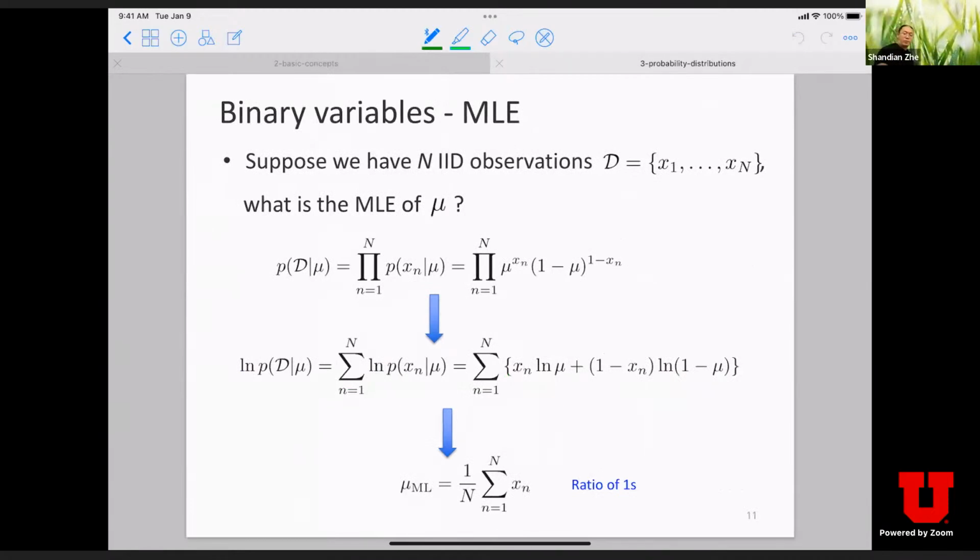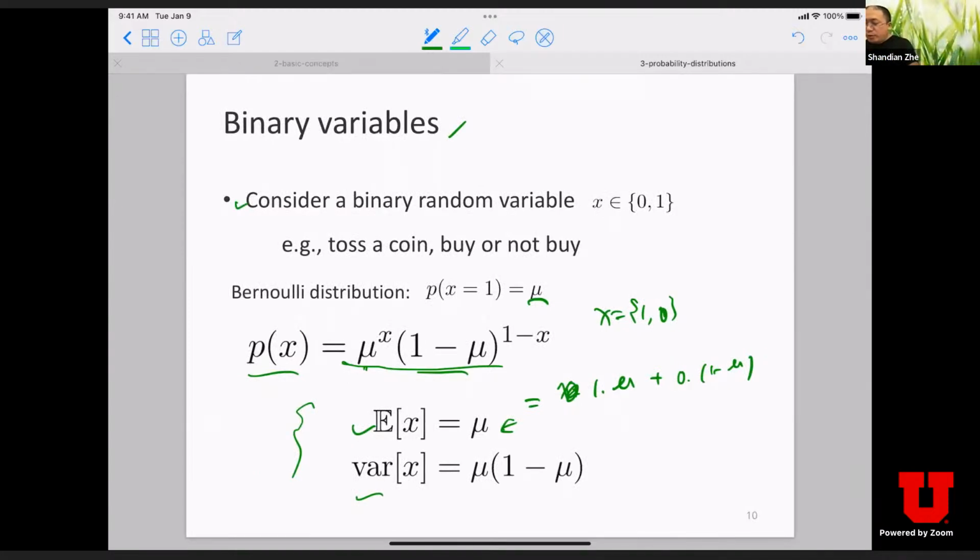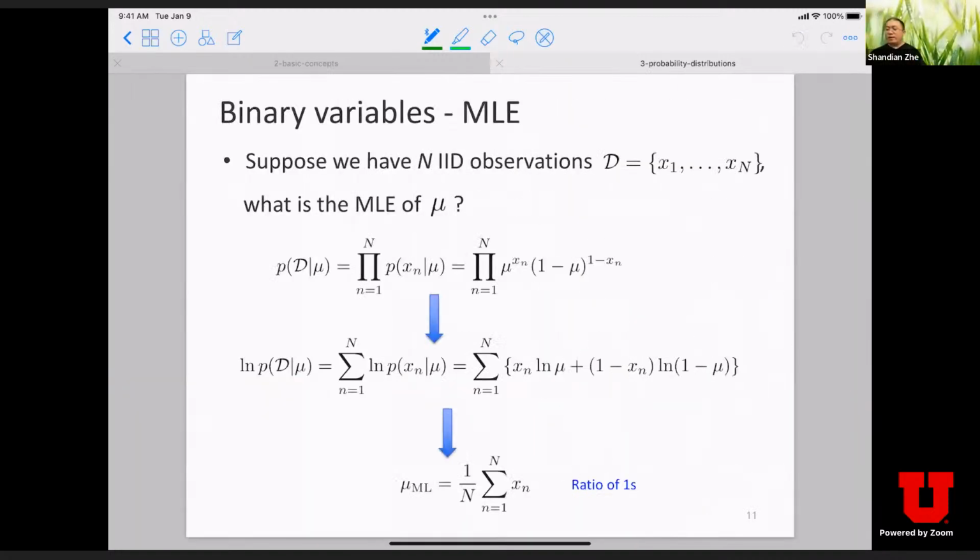So now comes the question: how do we estimate the parameter? We know that there's only one parameter which determines this Bernoulli distribution, which is mu, the chance that you see the value 1. Suppose you have collected n IID observations, independently and identically distributed, x1 to xn. How do we do the maximum likelihood estimation of mu?